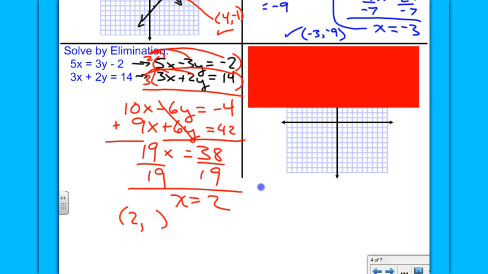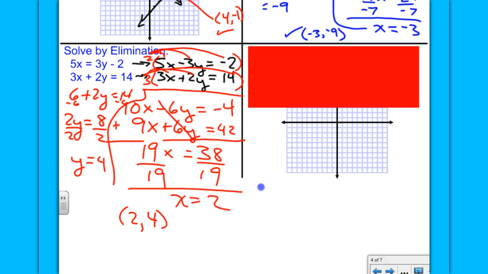Plug it in, plug it in. Okay, where do you want to plug it in? Top one? Who says top one? Who says bottom one? More people want to do the bottom one. Why? Because it just looks easier? Okay, they say it looks easier. 2 goes here. 3 times 2 is 6 plus 2y equals 14. And when we subtract 6 from both sides, 2y equals 8. And so when we divide by 2, y equals 4. And shall we check? We're going to check offline.